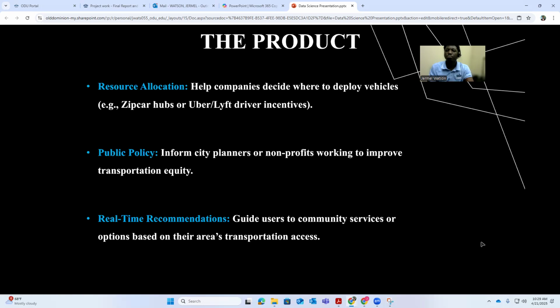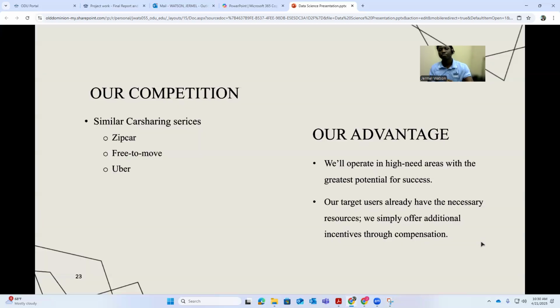We can also inform city planners or nonprofits to improve transportation equity. We can also guide users to community services or options based on their area of transport access. Competition: similar car sharing companies are Zipcar, Free2Move, and Uber.